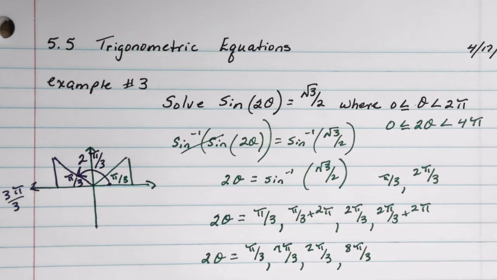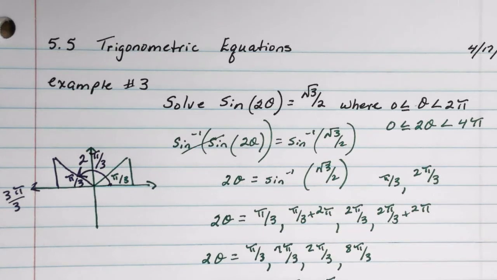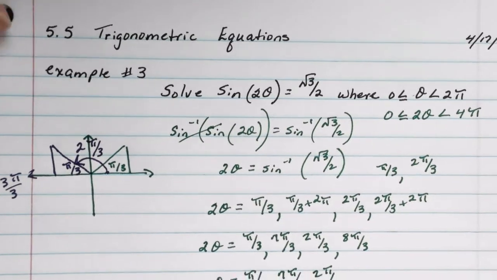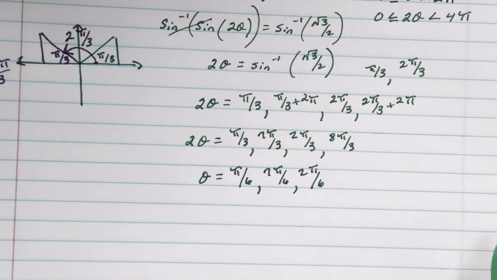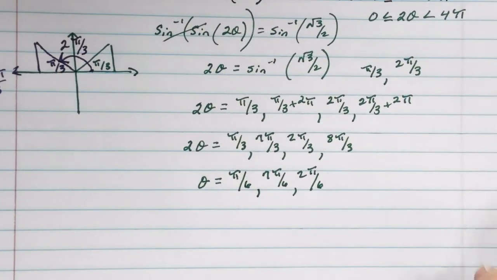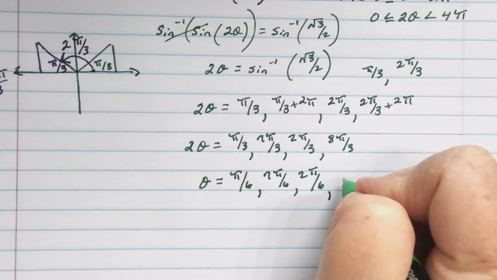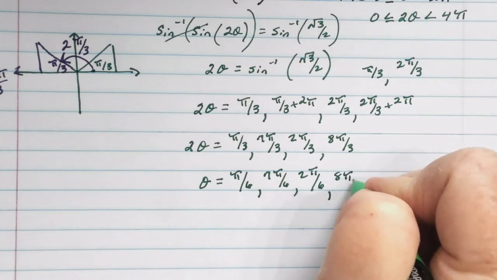Now we solve for theta. Divide by 2. Dividing by 2 is the same as multiplying the denominator by 2. So we have pi over 6, 7 pi over 6, 2 pi over 6. Now that can be reduced. Oh, I'm sorry, I did not move my paper up. Thank you. And 8 pi over 6.